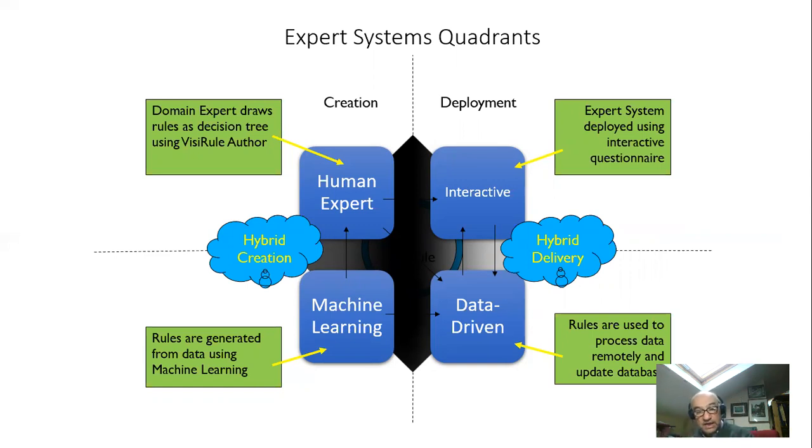Bottom right-hand corner is rather than deploy the system, whether it came from the expert or the data or a bit of both, rather than deploy it as an interactive questionnaire, we deploy it as an embedded component and run it against a large repository of data to process a batch of data. So we have creation, interactive, or batch or hybrid, and we have delivery, interactive or batch, data-driven or hybrid.